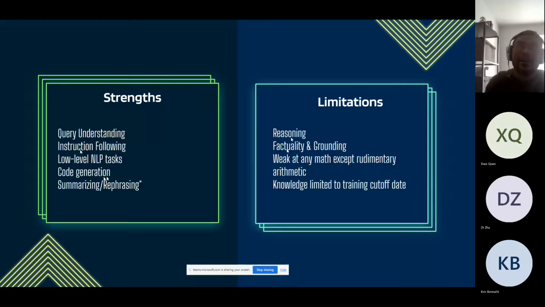And because a lot of its flaws, I see it in the reasoning department. I think it's still not there, and I think it's a limiting factor for a lot of use cases. It of course doesn't have grounding and is weak in factuality. It's weak at complex math. Also, its knowledge is limited only to the cutoff of the training data. So if it was trained only until August 2021, it doesn't know anything after that.